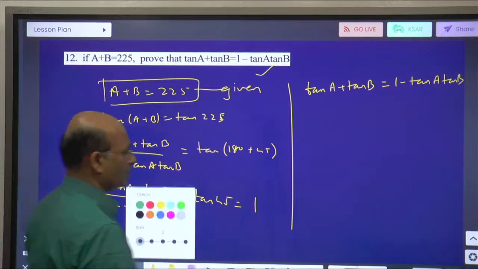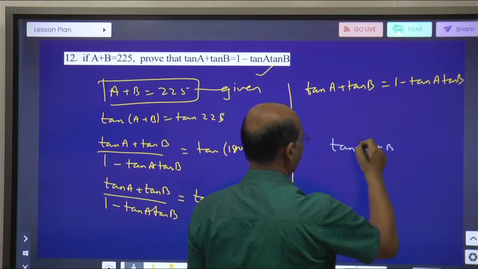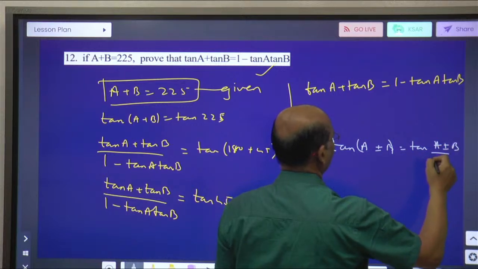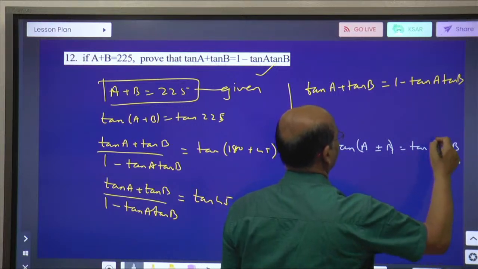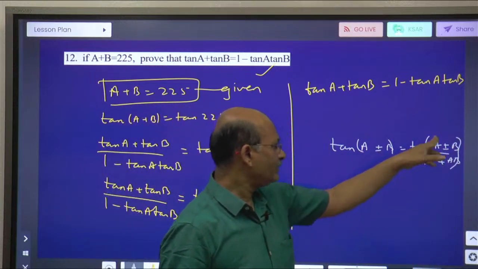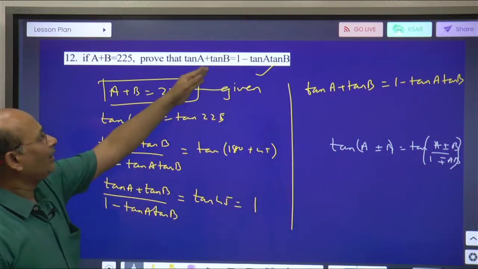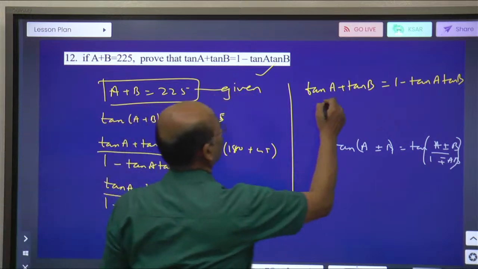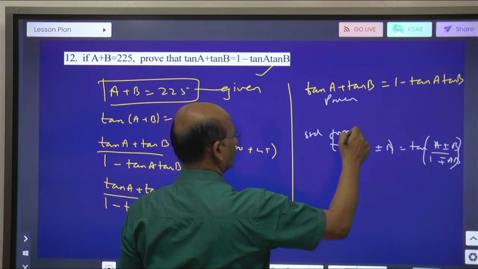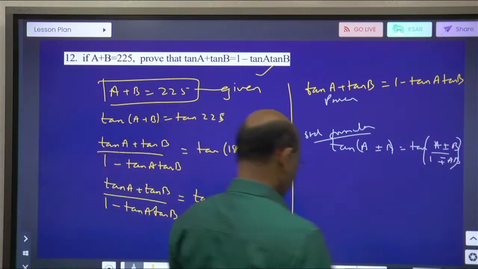If you remember, see tan of A plus or minus B is tan A plus or minus tan B upon 1 minus or plus tan A tan B. This is a standard formula for tan. Plus means plus upon minus, minus means minus upon plus. Keep that in mind. I applied the formula here and got the result proved. This is a standard formula. So it's simple. It's not difficult at all. Keep that in mind. Okay.